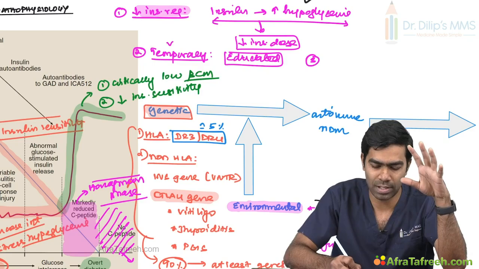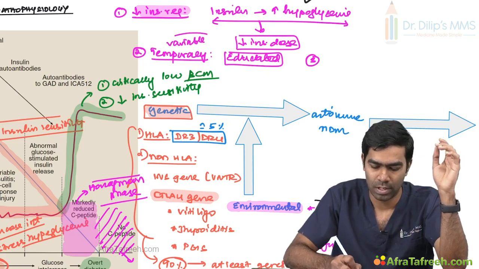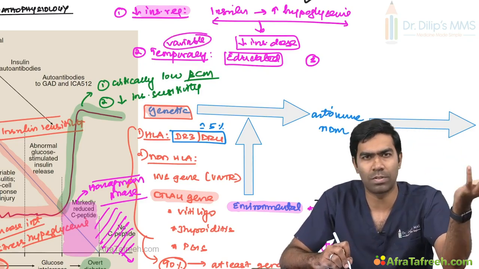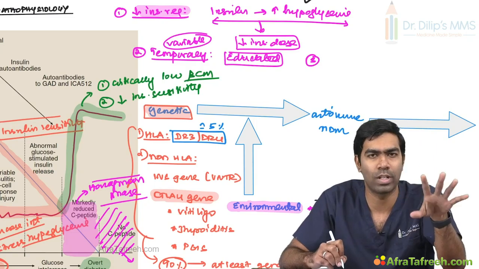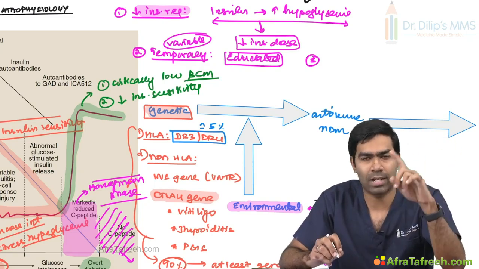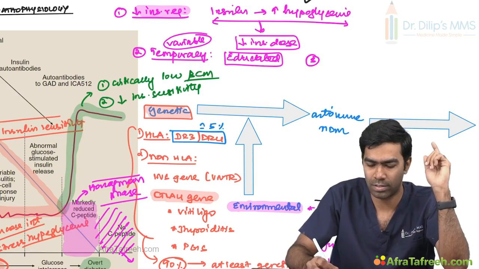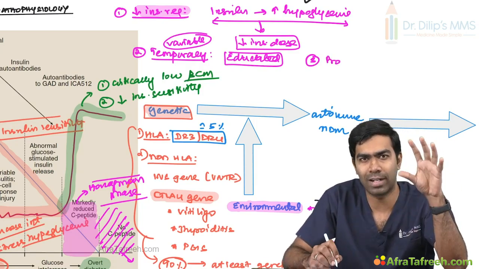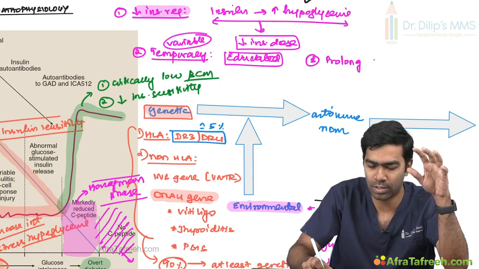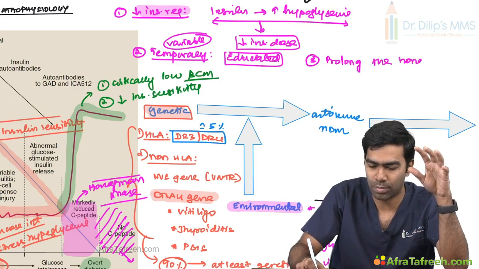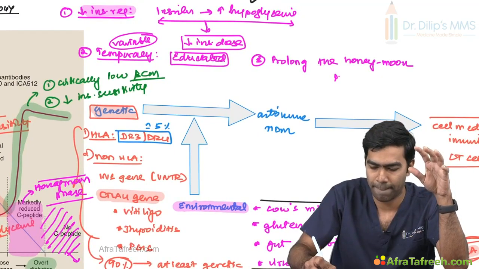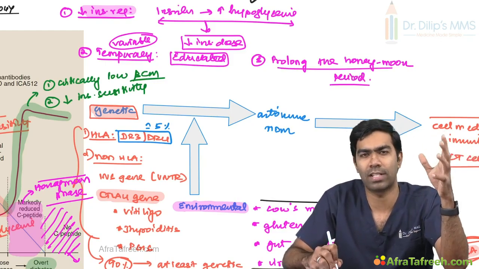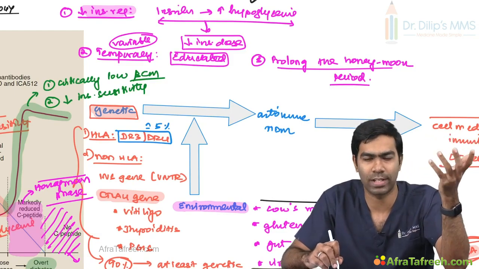And this temporary phase is highly variable, which means it can last for 3 months, 4 months, 10 months, or even up to 2-3 years in certain children, but usually not more than 3 years. But that comes to the next importance: the treating physician should attempt to prolong the honeymoon period if possible. This is a good period in the child's life with type 1 diabetes mellitus, where the insulin requirement is very low and the child can eat whatever he wants to an extent.